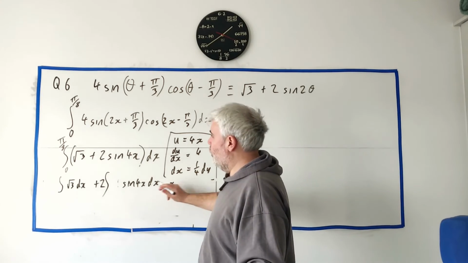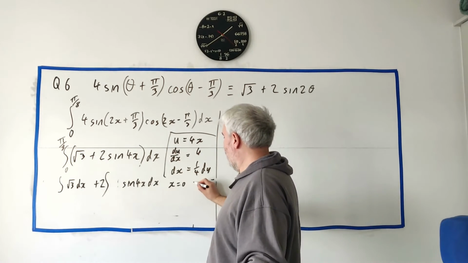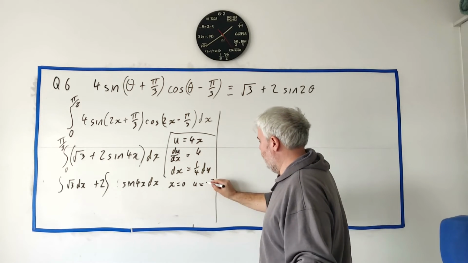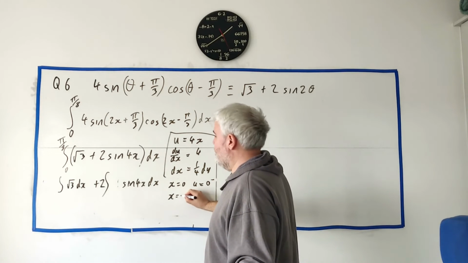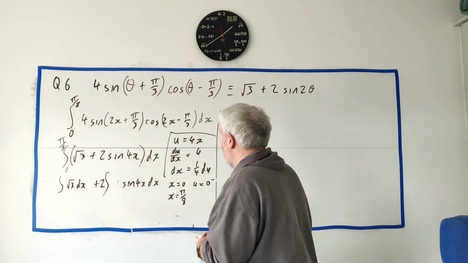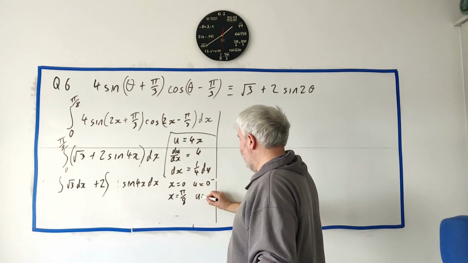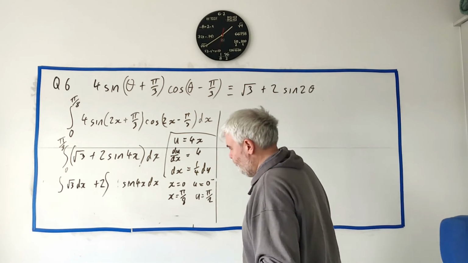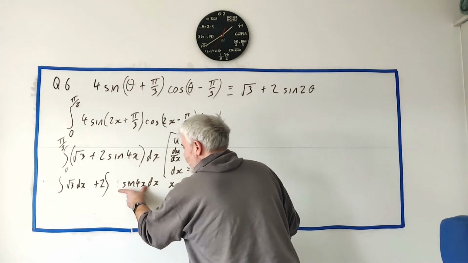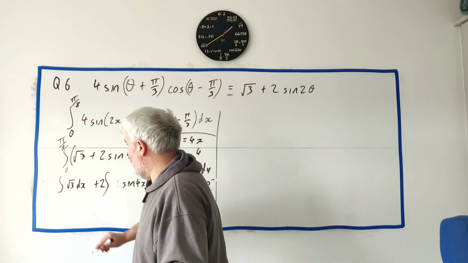When x equals 0, u should equal 0. When x equals pi over 8, u is equal to 4 times that. So u is equal to pi over 2. Okay, instead of doing this question, well, we can do this one straight away.